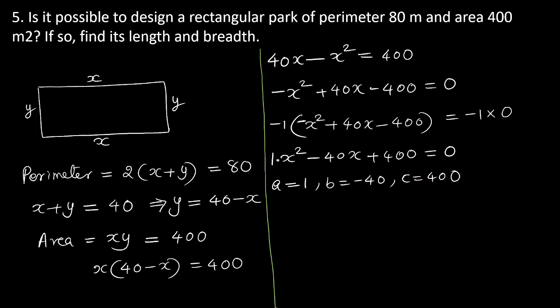Because I want b square minus 4ac. I want to know whether it is solvable or not. B square minus 4ac I am going to find out. B square will be minus 40 square, minus 4ac, 4 into 1 into 400. Minus square will be plus. 40 square will be 1600.